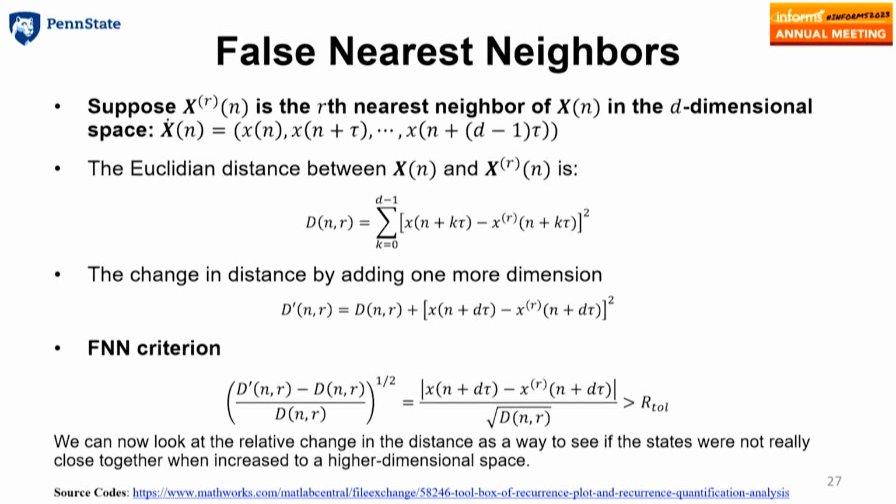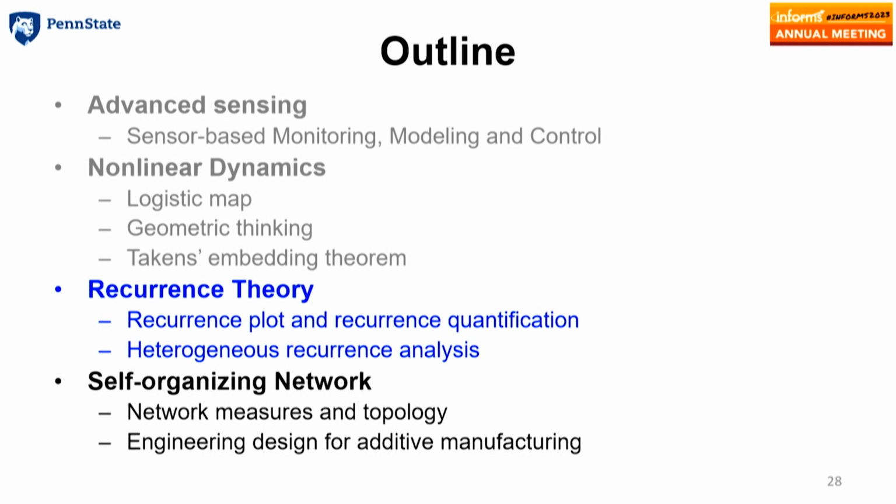So far, we talked about, if we have time series, if we have data, why it is necessary for us to look at it in the higher dimension or have a geometric thinking, and how to put the data into the higher dimension, that is Takens' embedding theorem. Now let's look at it. If we put the data in the higher dimension, how do we look at the behavior of the system? That is the recurrence theory and the recurrence analysis.